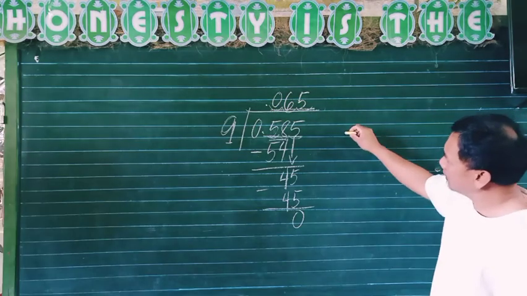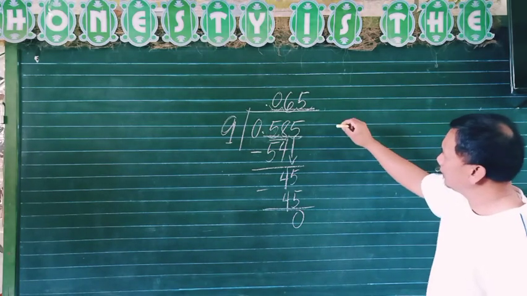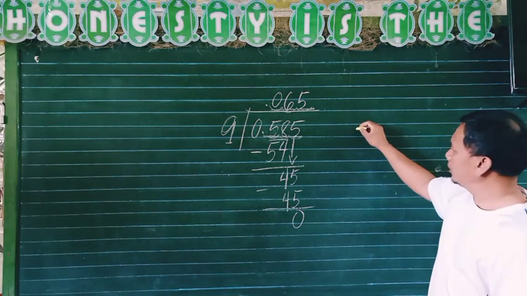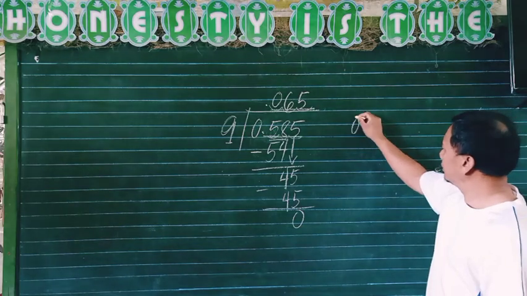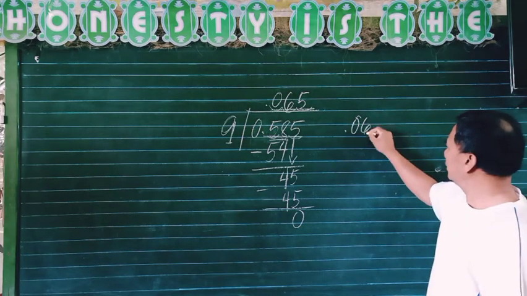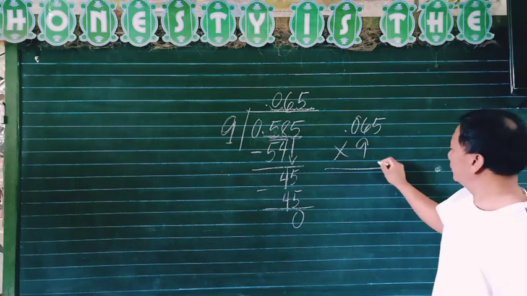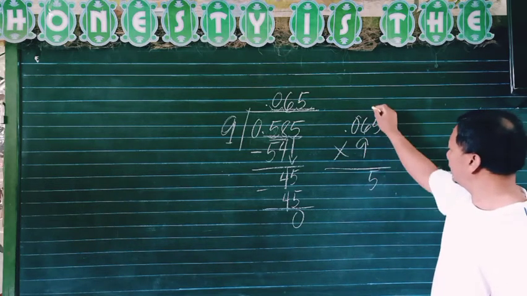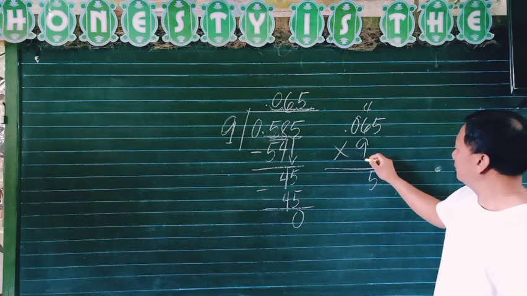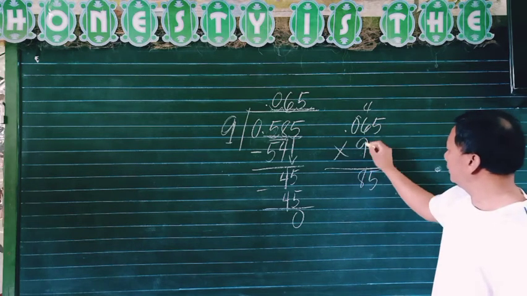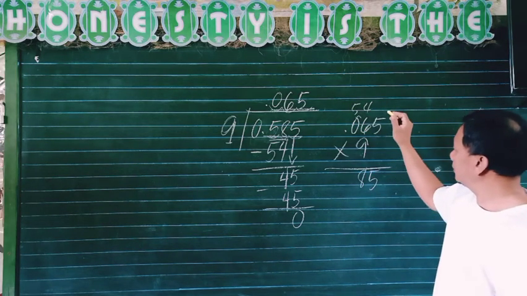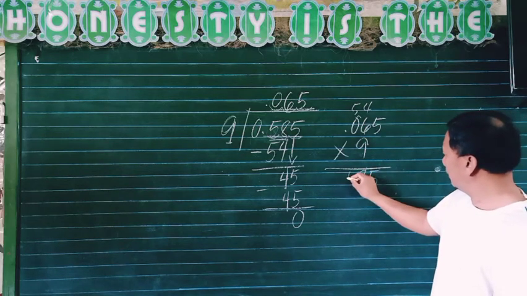So you check your answer by multiplying your quotient times your divisor. So 65 thousandths times 9. So 9 times 5 equals 45, carry 4. 9 times 6, 54, plus 4, 58, 5. And 9 times 0 is 0, then bring down 5.